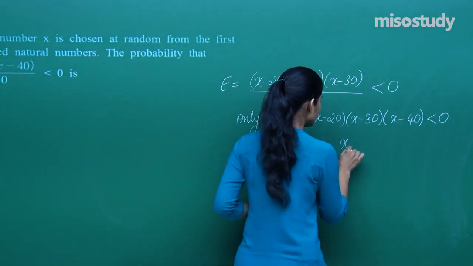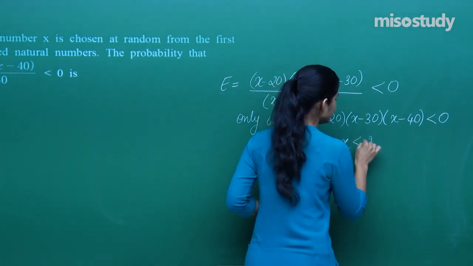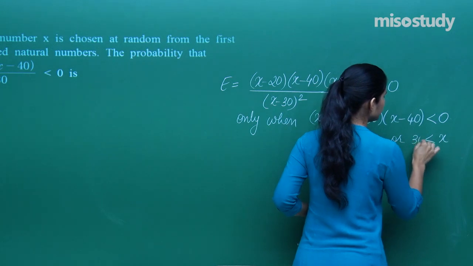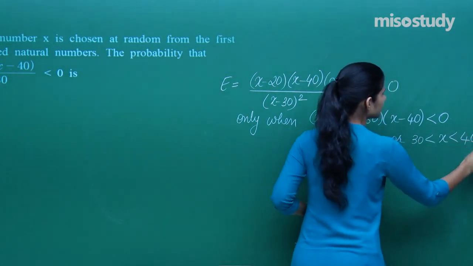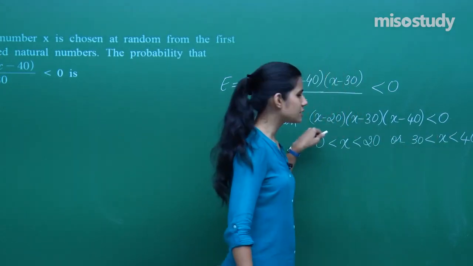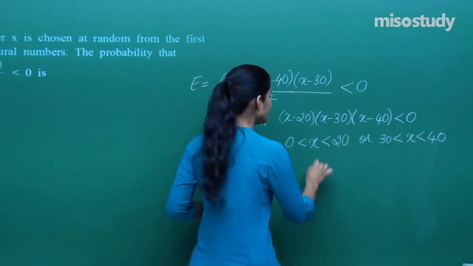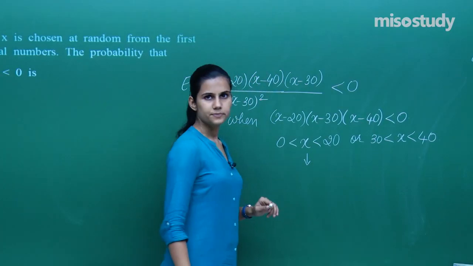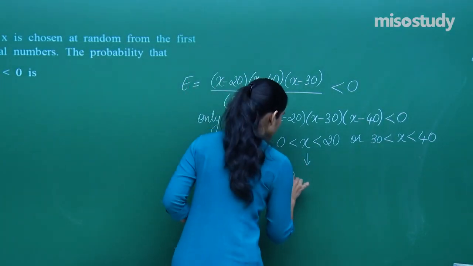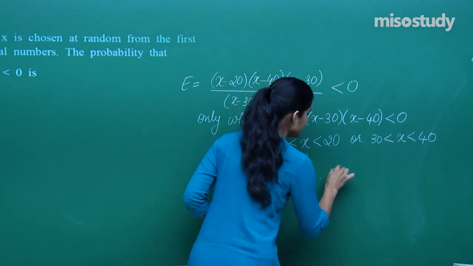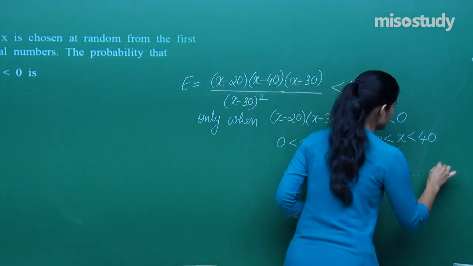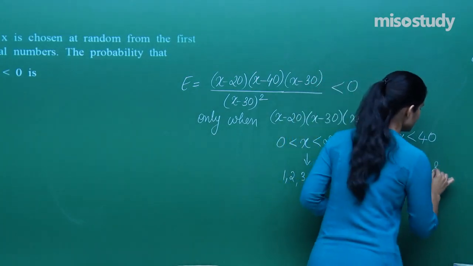Of course, for x ranging from 0 to 20 or x ranging from 30 to 40. When x is going to come from this interval or this interval, I am going to get this being satisfied. How many natural numbers from 1 to 100 are basically coming in this category? This is 1, 2, 3 up till 19, and in here are 31, 32, 33 up till 39.